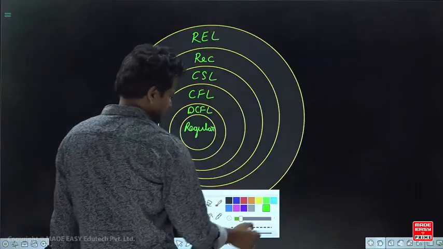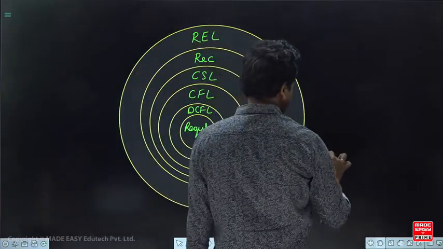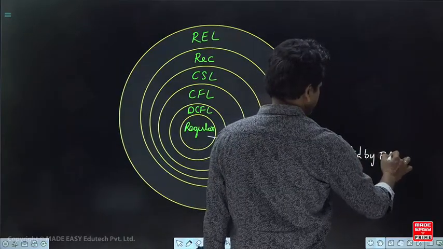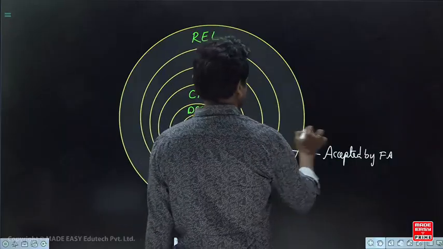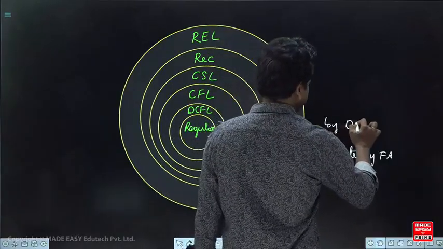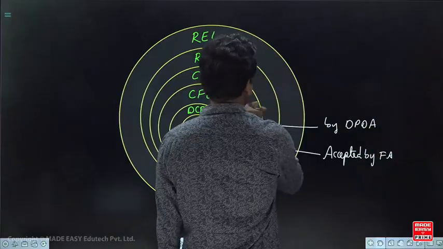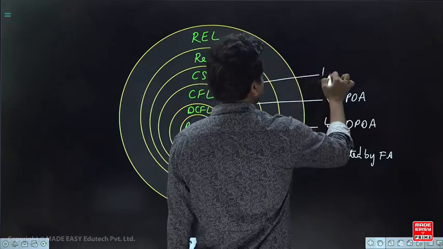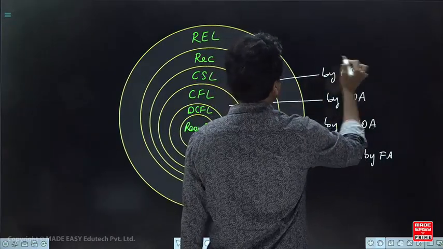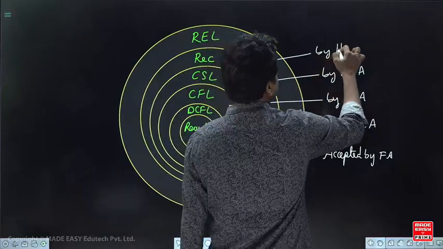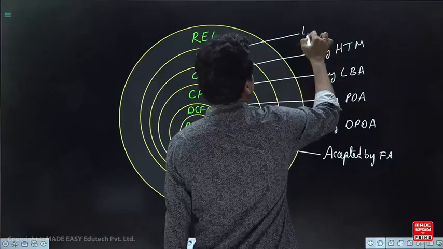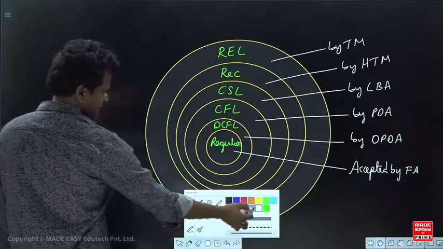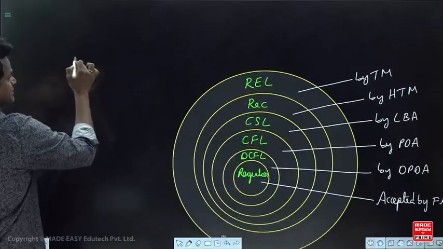Regular language is accepted by what? Accepted by finite automata. DCFL by DPDA. CFL by PDA, and CSL by linear bounded automata. REC is accepted by a halting Turing machine, and RE by a Turing machine. This is the Chomsky hierarchy.